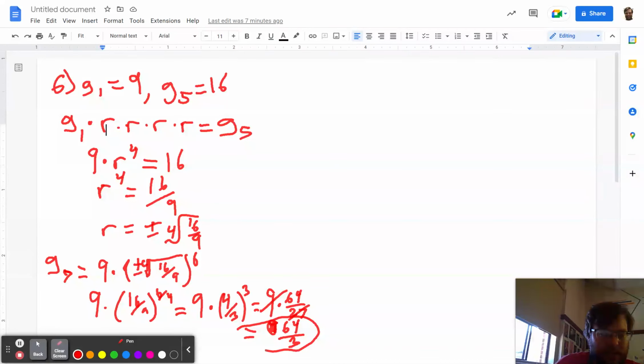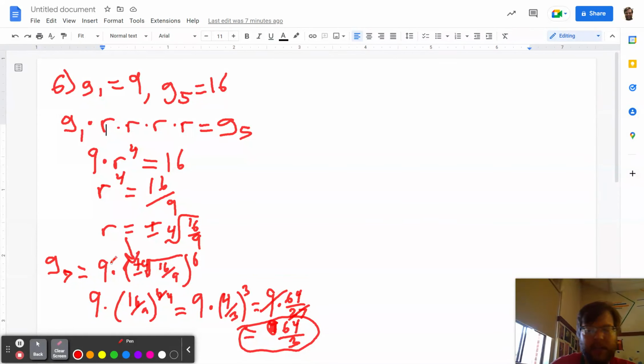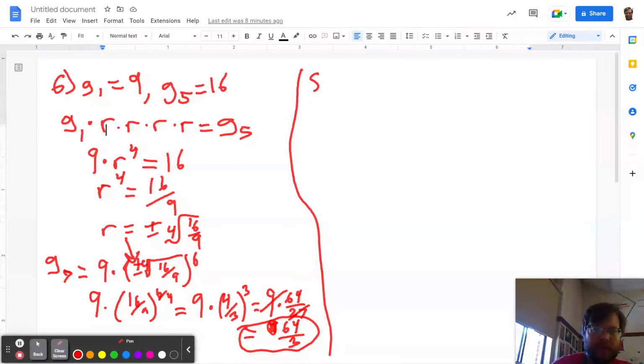And the nice thing about this calculation is that it didn't matter if I used the positive or the negative result, because it was raised to an even power, so the seventh term is the same, no matter what the r is. If the question asks us about like the eighth term, then we'd have two different answers. One would be a positive and the other would be a negative. So that's question 6. Question 8 is sort of a similar idea.